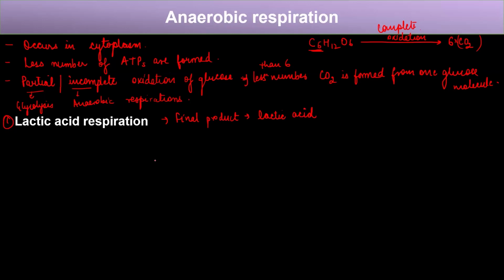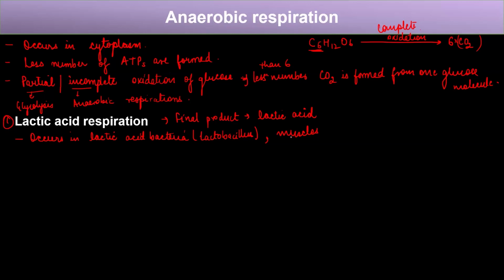Now, where does this lactic acid formation take place? It occurs in bacteria like lactic acid bacteria, or Lactobacillus. So lactic acid producing bacteria, that is Lactobacillus. And apart from this, it also takes place in muscles. Now, why does it happen in lactic acid bacteria? Because we know in bacteria, we do not have mitochondria.